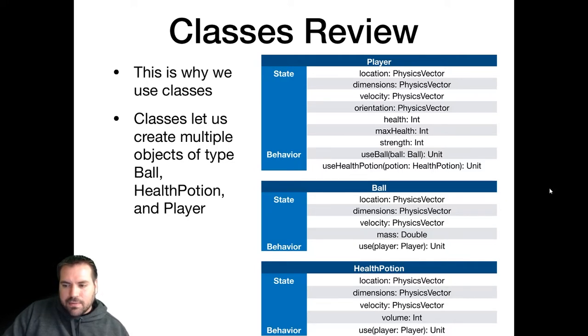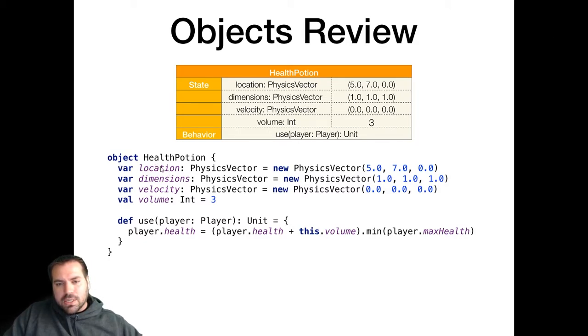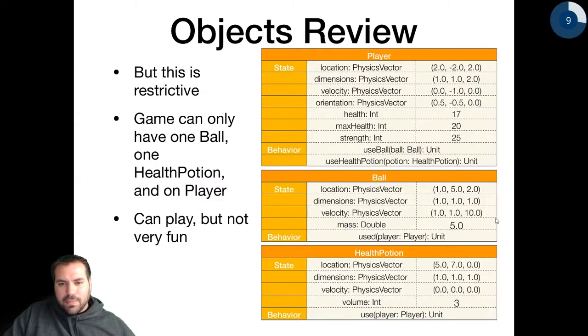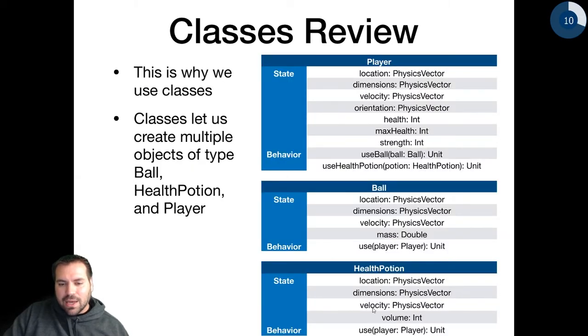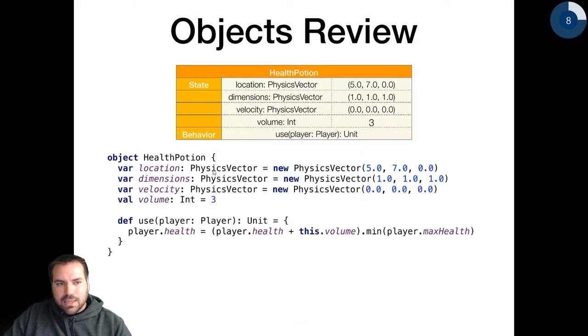Is an object made from a class still called an object? Yeah, in fact, they're the same thing. So when I said object health potion, that health potion is the same thing as creating a class health potion and saying new health potion. They behave exactly the same, except when it's an object, I refer to it as the object name, health potion dot.